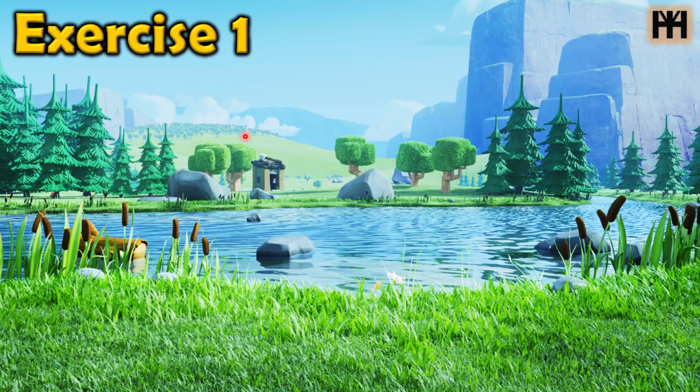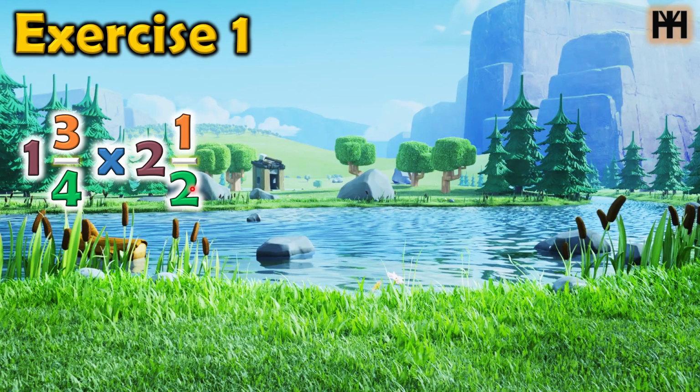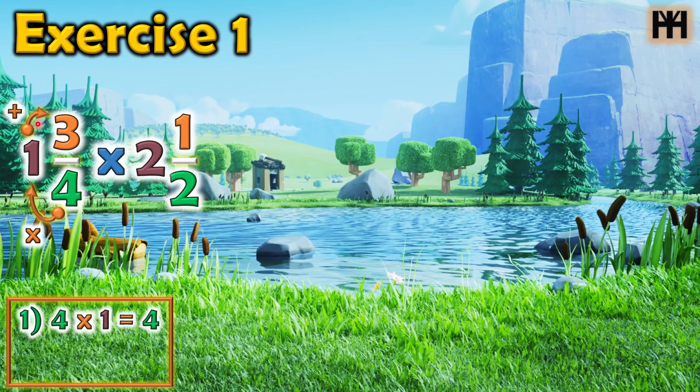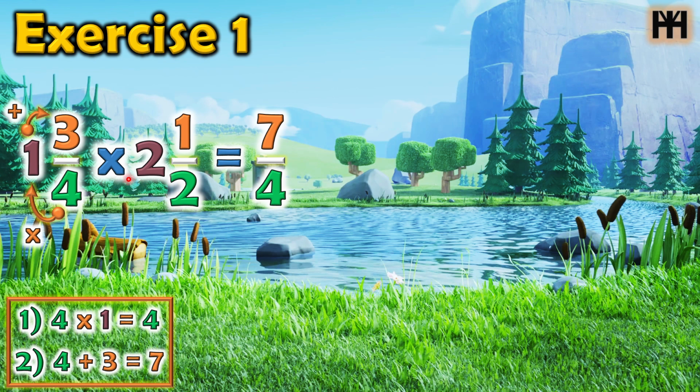Okay, exercise 1. We have 1 and 3 over 4, multiply 2 and 1 over 2. Before we can multiply them, let's turn them into the improper fraction form. So first it's 4 times 1, so it's 4. Take the result, add it with 3, so 4 plus 3 is 7. So this one here will turn into 7 over 4.